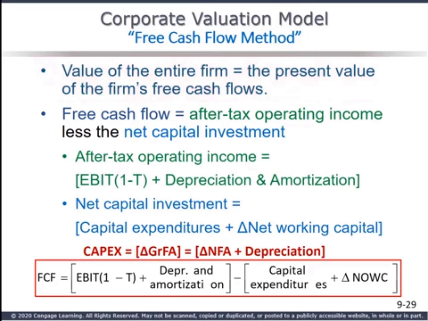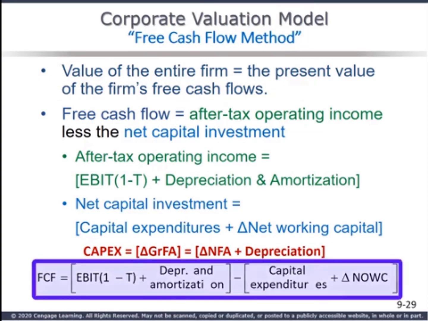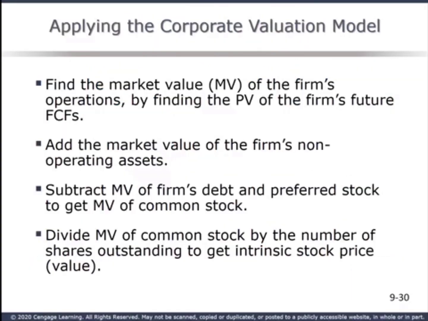Remember from our early chapters reviewing accounting, free cash flow is the after-tax operating income minus net capital investment. The formula is shown on the slide. Using the free cash flow model, we don't find a share price, we find the value of the firm in total. To find the value of a share of stock, we need to add the market value of the firm's non-operating assets, subtract the market value of debt and preferred, and divide the resulting value of common equity by the number of shares outstanding.